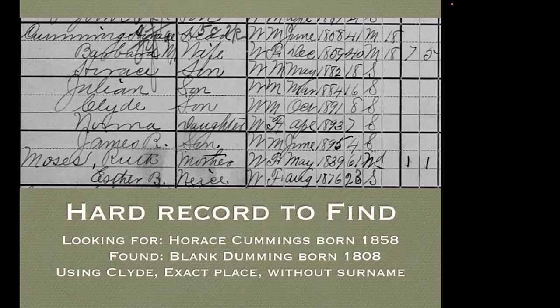She's 1859 and she's 40 years old. He was 1858 and he's 41. So you can see that it really does match, it does fit. But the search criteria I used to find this record is I used Clyde. I knew exactly where they were living, so I used an exact place. And then I didn't use any surname at all. And so I was able to find the family.